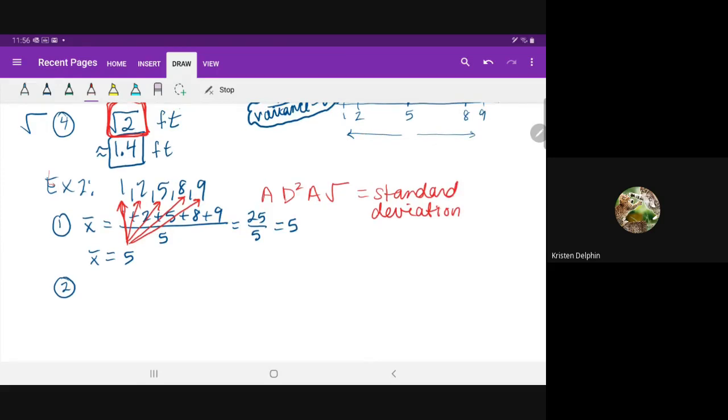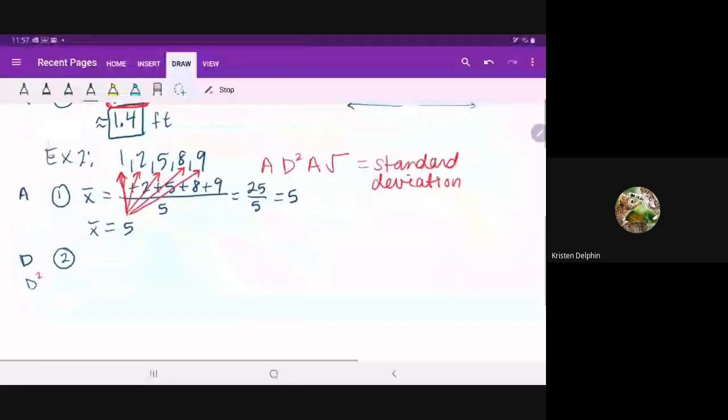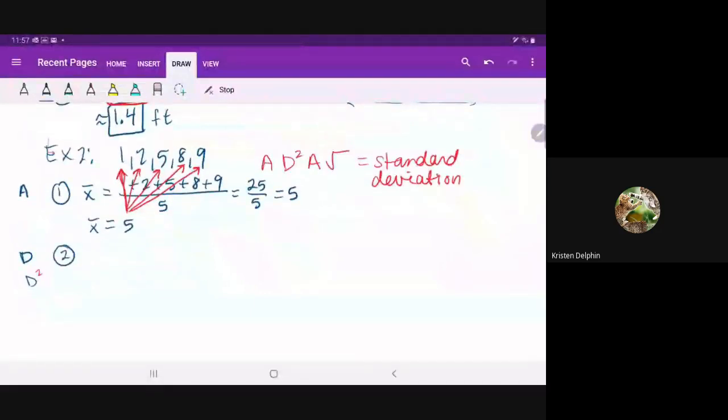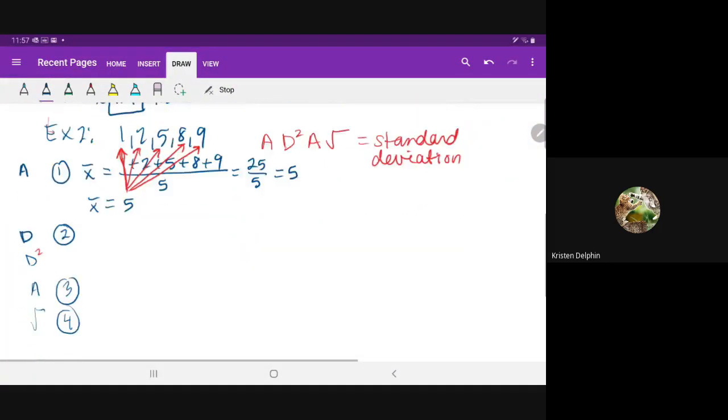Okay, so why don't you guys type the differences again like you did last time? What's the difference between 5 and 1? So this step, let me write A, this is my D, this is my D squared. This is my step 3, which is A again, and then step 4 is square root. Okay, tell me what my differences are.